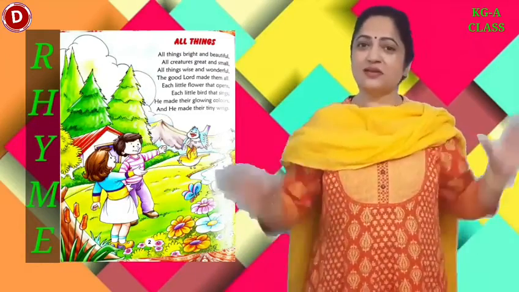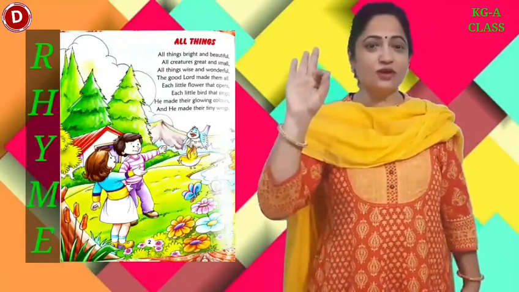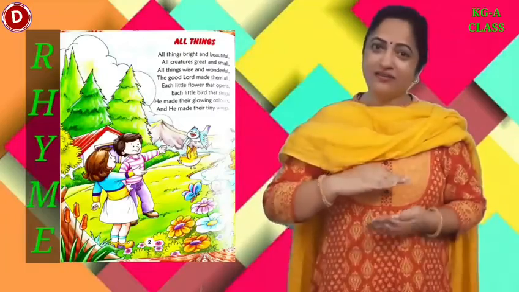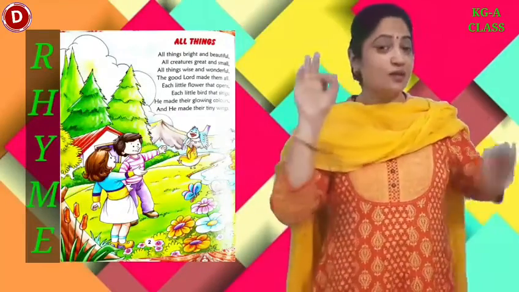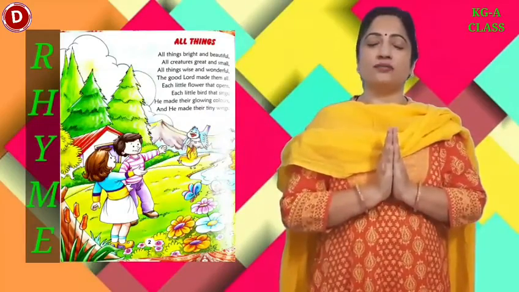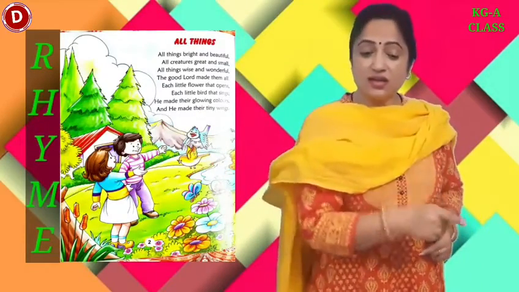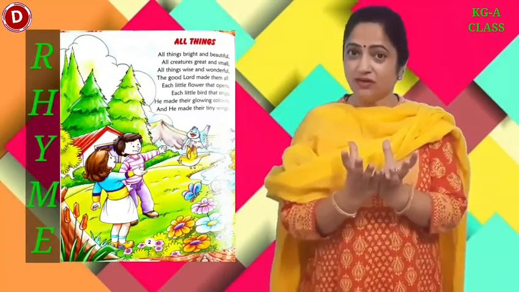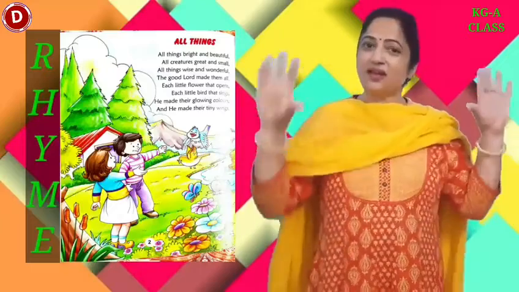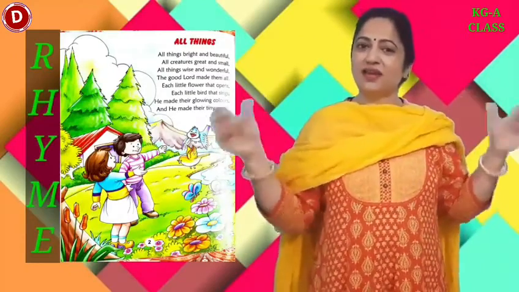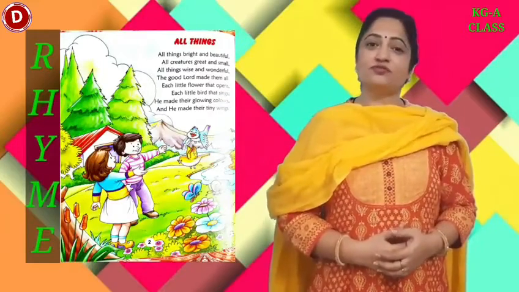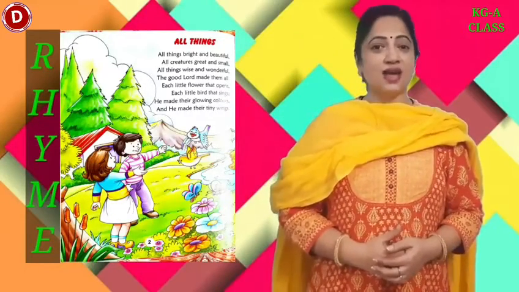All things bright and beautiful, all creatures great and small, all things wise and wonderful, the good Lord made them all. Each little flower that opens, each little bird that sings, He made their glowing colors, He made their tiny wings. In this way, children, you have to revise this rhyme.